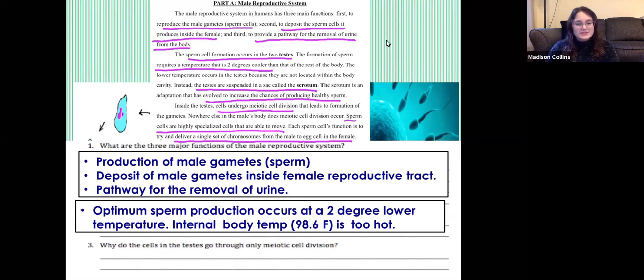Number 3, why do the cells in the testes go through only meiotic cell division? So before break, we talked about the difference between mitosis and meiosis.